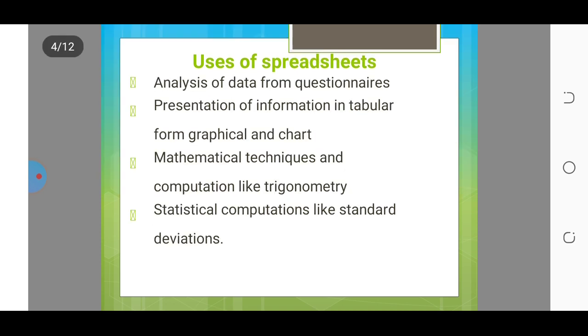So these are all uses of spreadsheet, and they can also help you in data analysis of data from questionnaires, presentation of information in tabular form, graphic and chart. Yeah, we looked at the graphs or charts as a component of spreadsheet. So this is one of the uses of this.